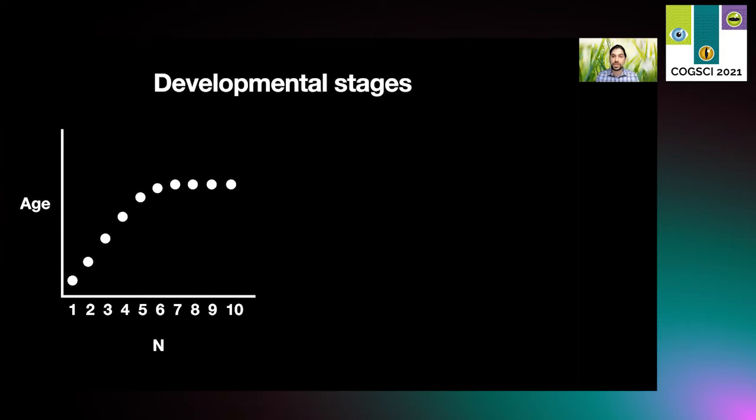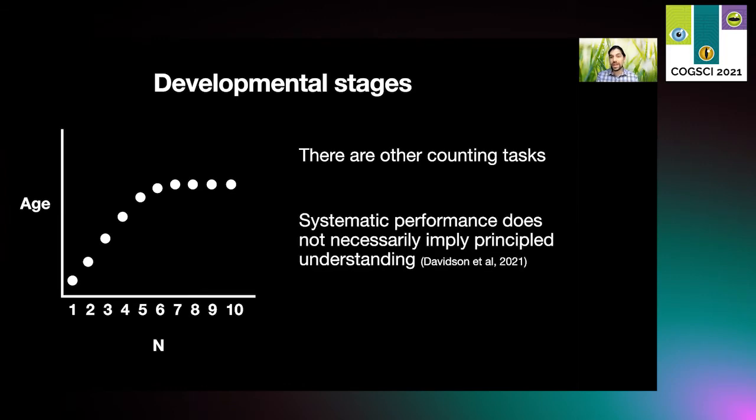And a couple caveats here. There are other counting tasks. The give-n is not the only counting task, and there are other proficiencies and skills that can be assessed by the other ones. And also, systematic performance on give-n does not necessarily imply any principled understanding. And there's some evidence about this. So the term cardinal principle knower may or may not be what's going on.